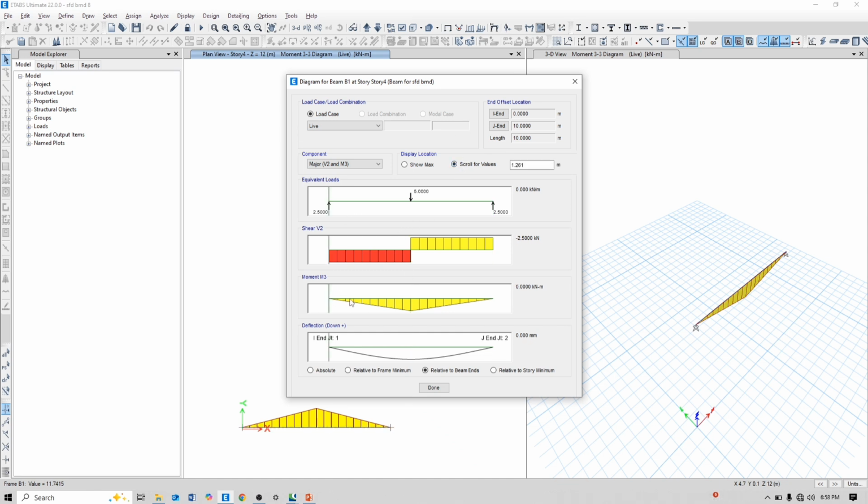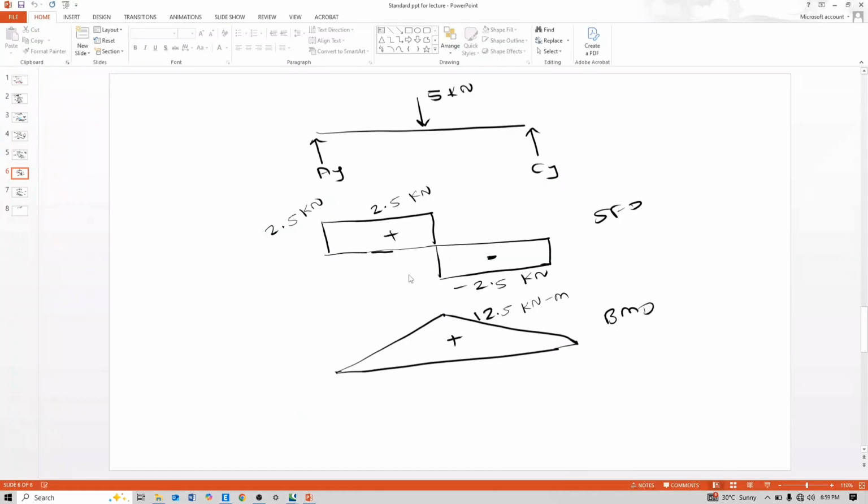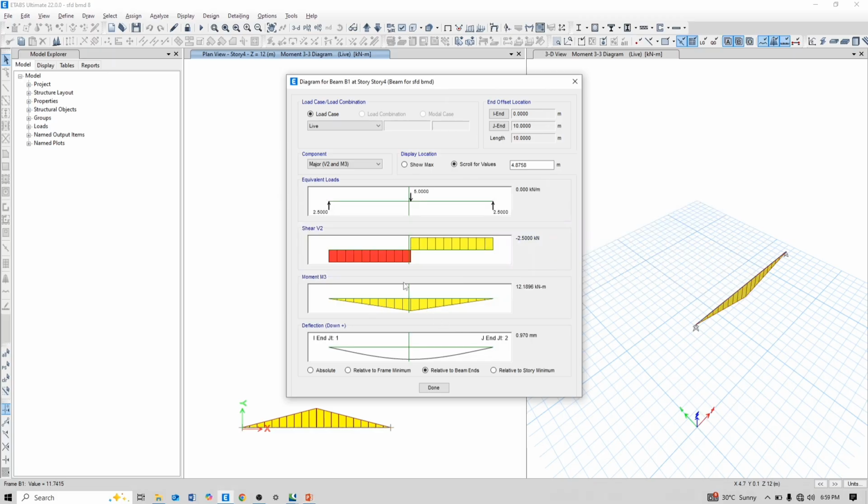So see here, bending moment is positive. Bending moment is not negative. Bending moment positive, that means correct. Only they shown it downward in ETABS software. Here shear they take from 0 to 5 as downward, minus 2.5, and 5 to 10 it is positive 2.5. Due to difference in sign convention, I think they consider upward as negative, that's why they take it.